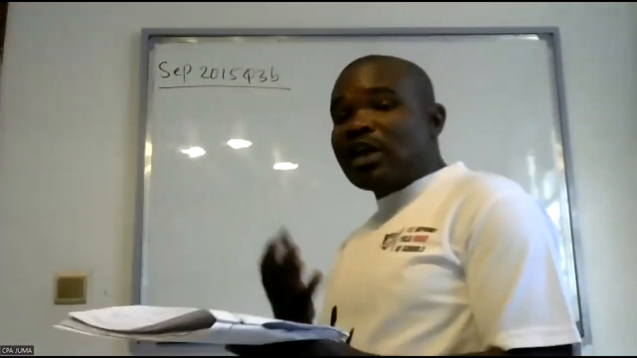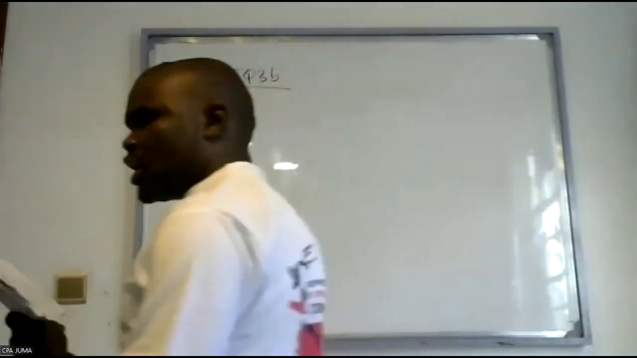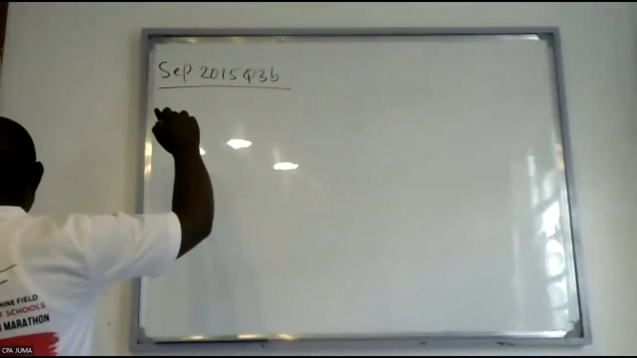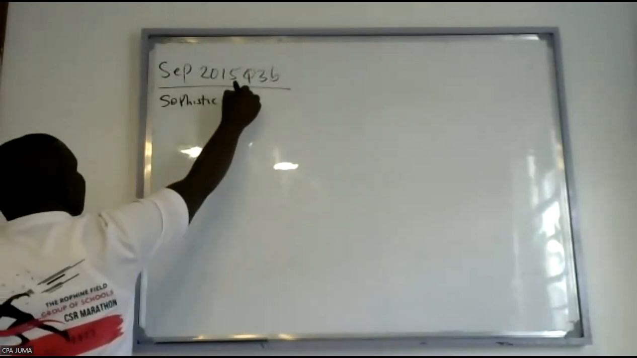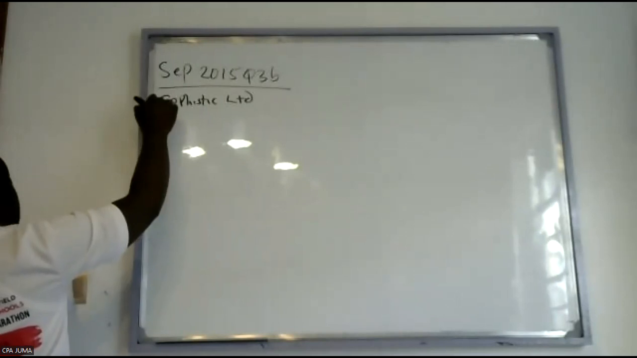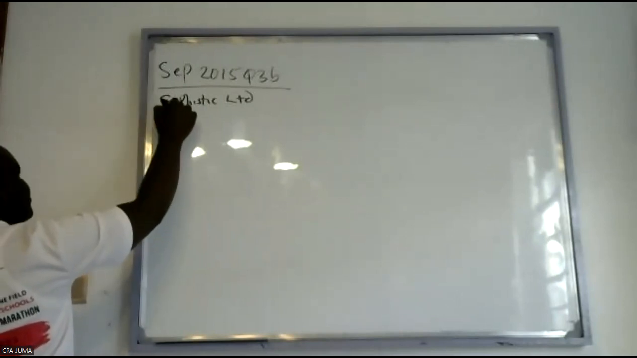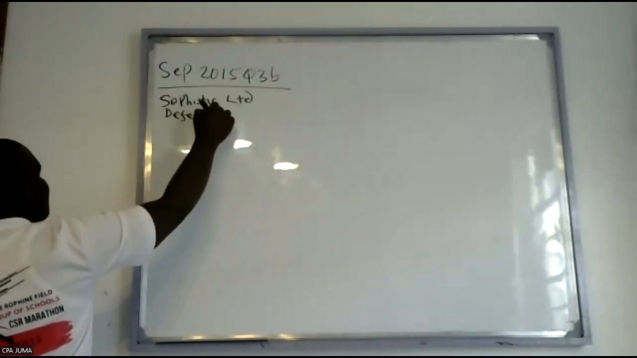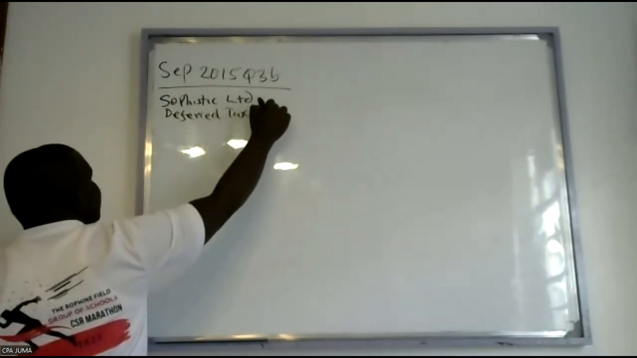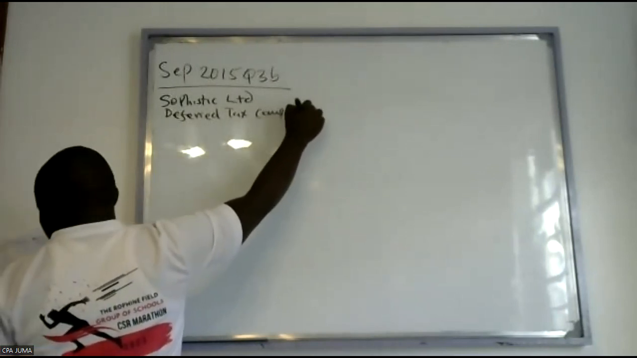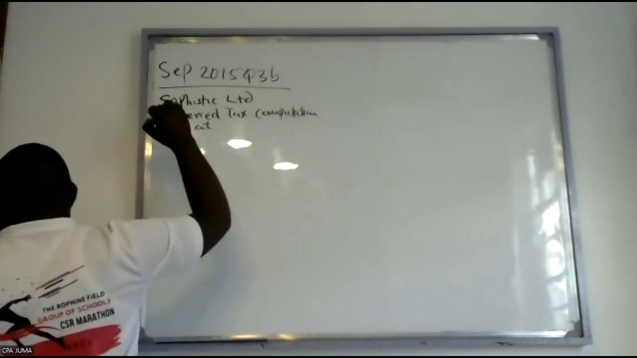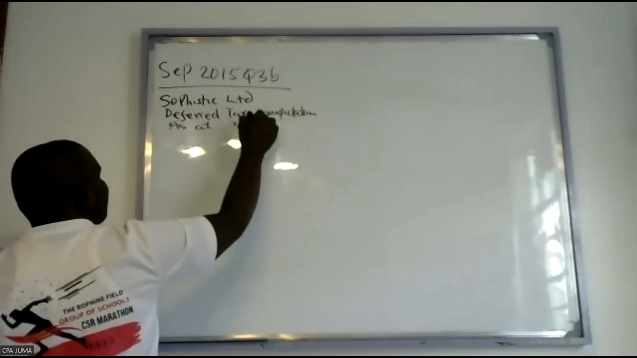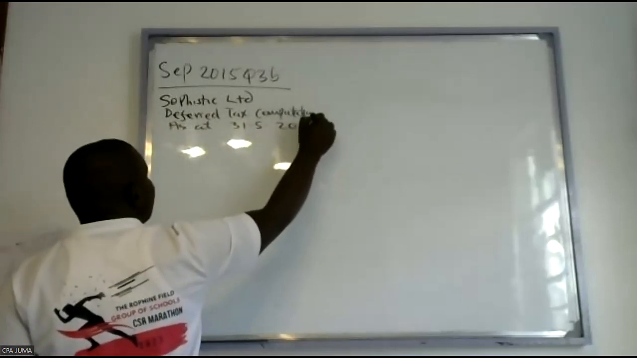Let's just start from Roman 2, because even you have the answers for the current tax. So right there: Sophistic Limited, deferred tax computation as at 31st May 2014.